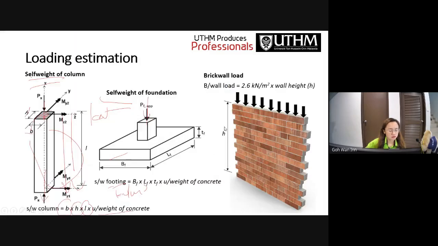Wait a minute. Okay, so here you see B times L times T, thickness times unit weight. Because it's also a point load here, you need to get the volume times the unit weight. And for brick wall, it will normally give you 2.6 kilonewton per meter square, so you need to times the height for the beam. It will go to the beam. Normally it will sit on the beam. So this is the beam.